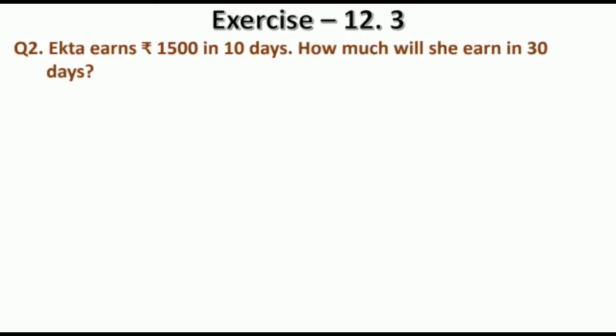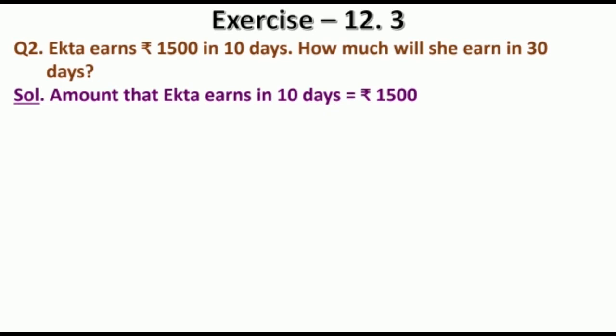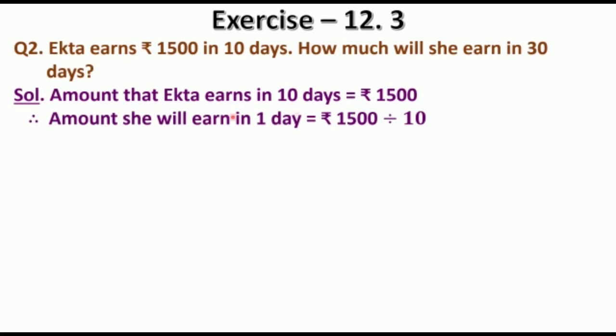Exercise 12.3, children. Question number 2: Ekta earns rupees 1500 in 10 days. How much will she earn in 30 days? So here the amount that Ekta earns in 10 days is given, that is rupees 1500. First we will find how much Ekta is earning in 1 day. The amount that she will earn in 1 day will be equal to rupees 1500 divided by 10. We have to divide it by 10 to find out the amount she will earn in 1 day.